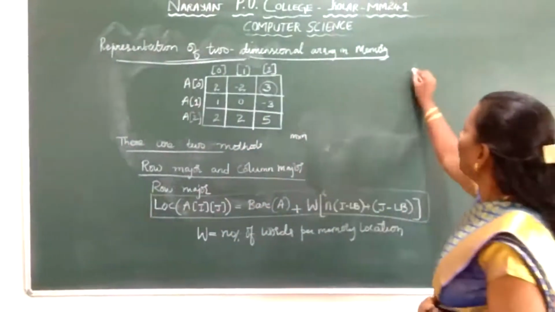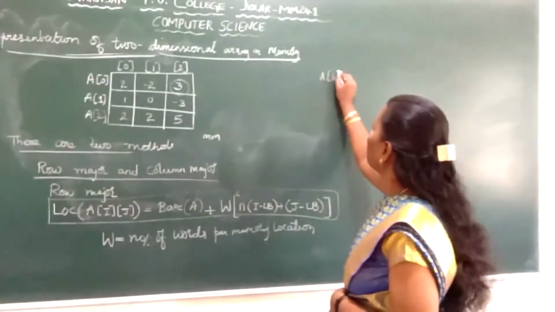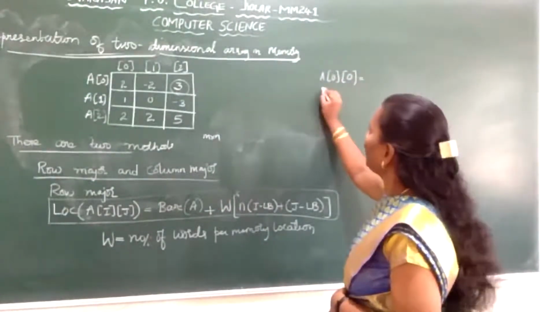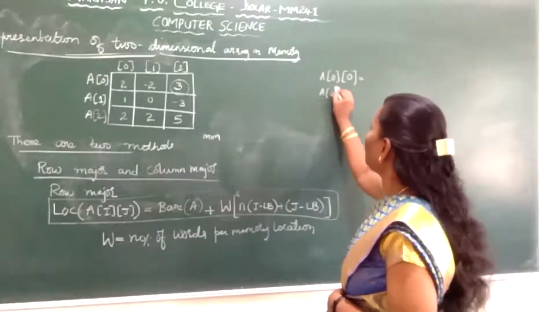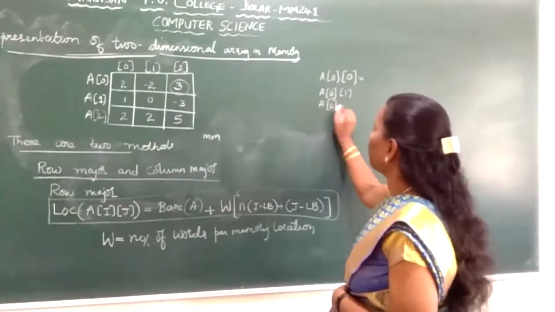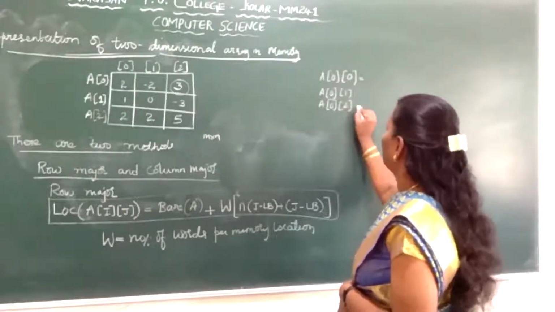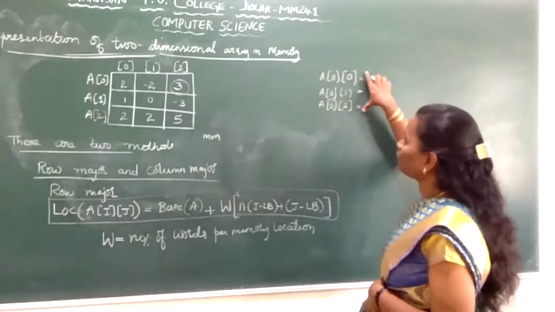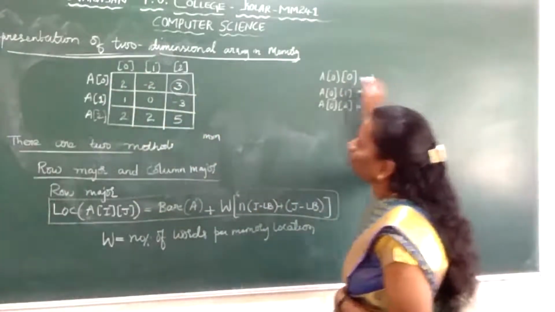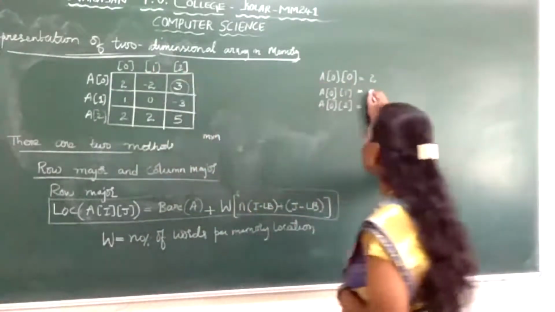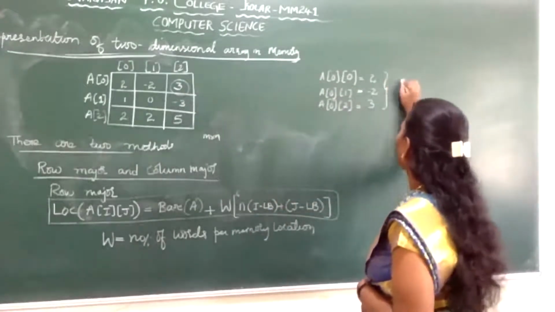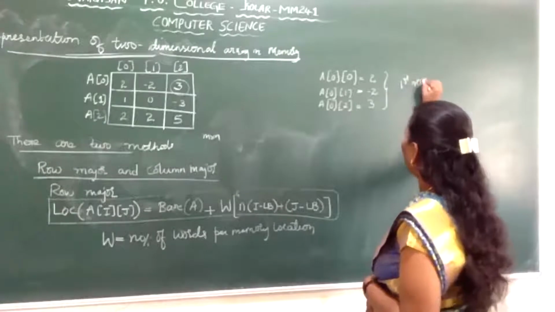See now, A of 0, 0, A of 0, 1, A of 0, 2. For the first row, what are the elements I have? A of 0, 0, I have 2. A of 0, 1, I have minus 2. A of 0, 2, I have 3. So this is for your first row, the row major.